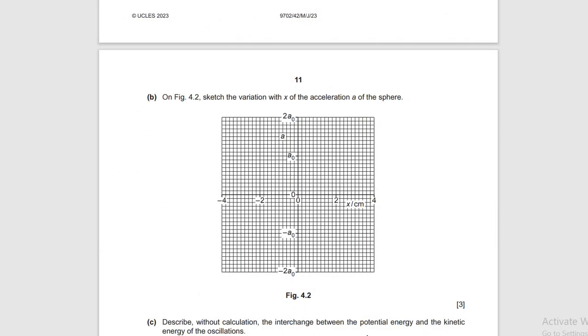Now we are asked to sketch the graph of acceleration. Don't be confused. Simple harmonic motion states that a is minus omega squared x, not 2a. The graph for simple harmonic motion always has a negative gradient like this. This place here is the amplitude. When you trace this down, here will be acceleration.